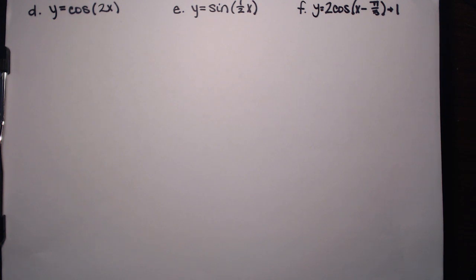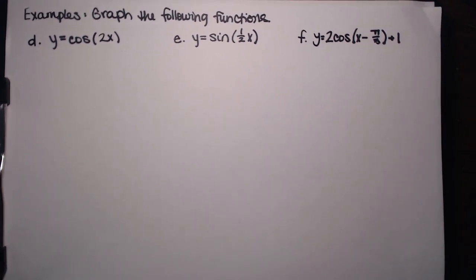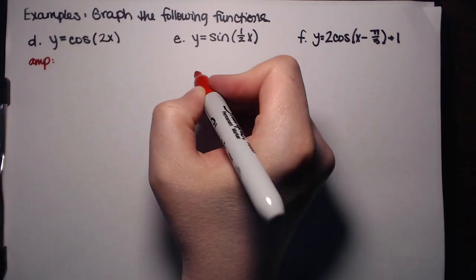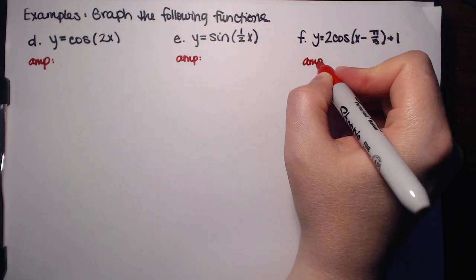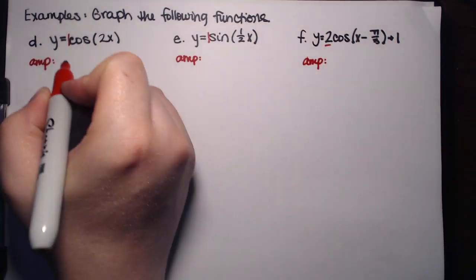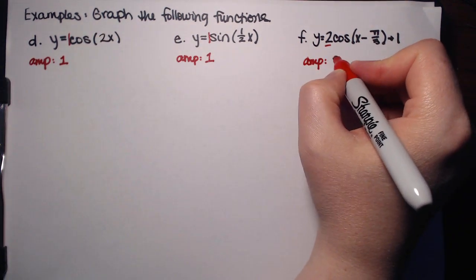So I'm going to look at the information on these ones all at the same time, and then we'll graph them individually. But the amplitude on all of these, this one's a 1, and then this one's a 2. So absolute value of 1, absolute value of 1, and absolute value of 2.